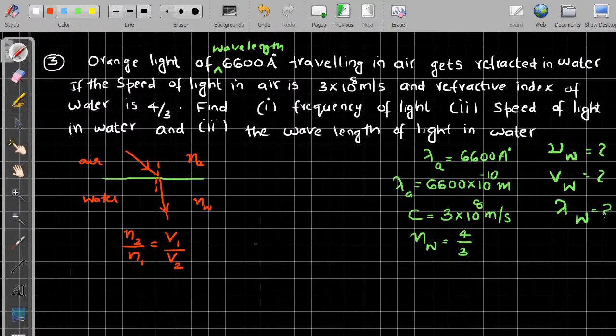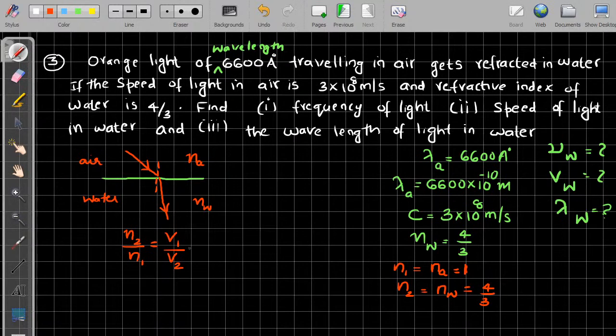Now for that I should know something. What is the refractive index of the first medium? It's not provided, but I know that since air is the first medium, the refractive index will be equal to 1. So here my N1 is equal to NA, because the first medium is air. My second medium is water, NW, whose refractive index is given as 4 by 3.